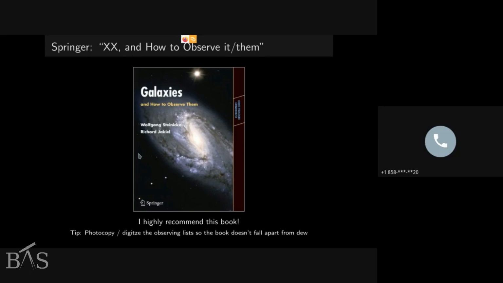This particular book, Galaxies and How to Observe Them, I think most of my talk's content can be found in that book. It's just really good. Their observing lists are really good. The one thing I regret doing is I took this to the field to look through those observing lists, and it's fallen apart because of the dew. So I recommend that you learn from my mistake and photocopy the list or digitize it so that you don't have to take the book to the field. Anyway, this is a very good book, full of very interesting objects.